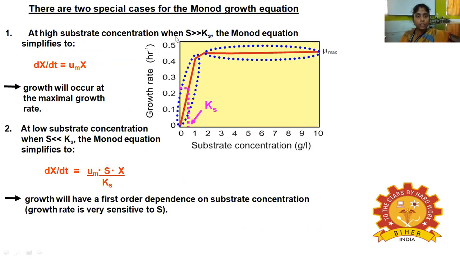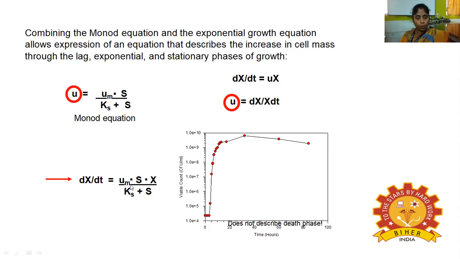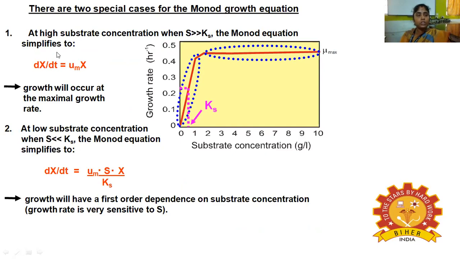So at higher substrate concentration, the S is more than the Ks. So the Ks value is said to be negligible. So what happens if it becomes 0? The dx by dt becomes mu m into s into x divided by s, as this Ks is negligible. So the dx by dt will finally become mu m into x. So whatever the specific growth rate we have is directly proportional to the cell mass concentration.